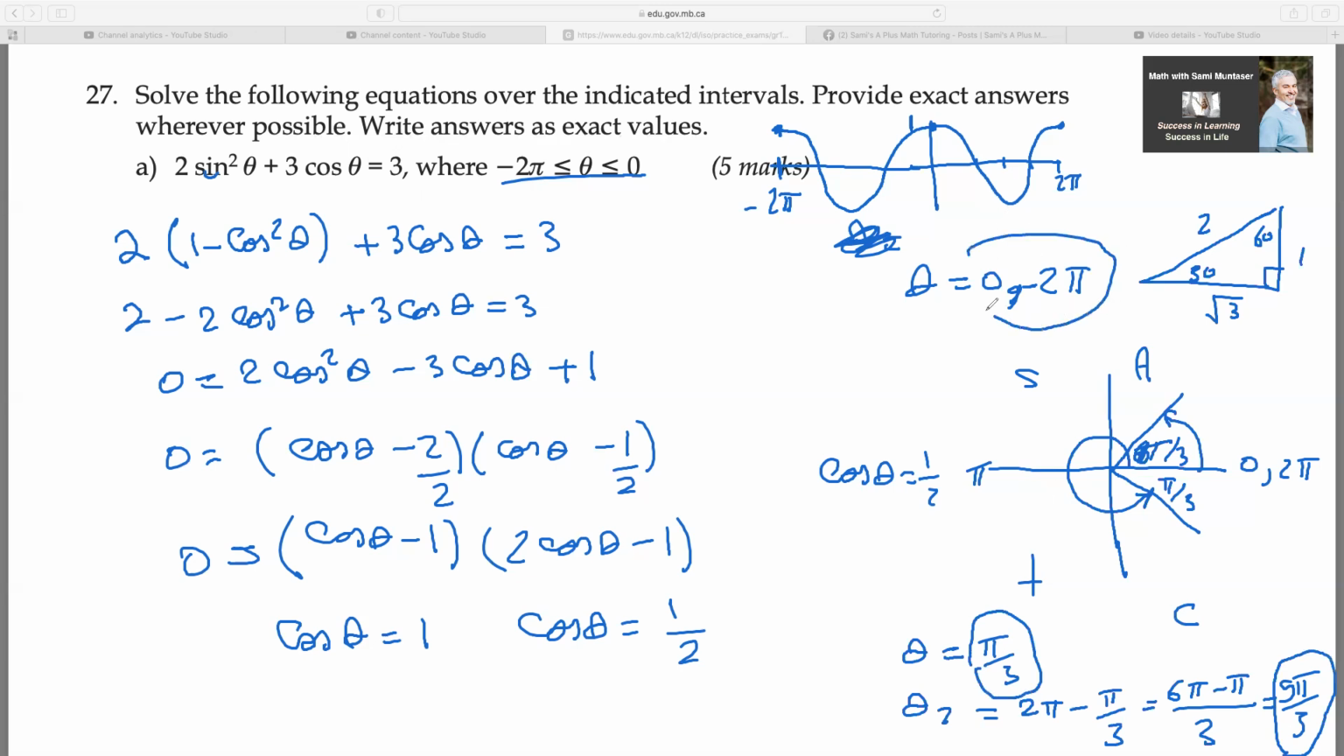And these two right here. So 0, negative 2 pi, and pi over 3 and 5 pi over 3. These are the answers for this question. Okay, so let's move on to the next question.